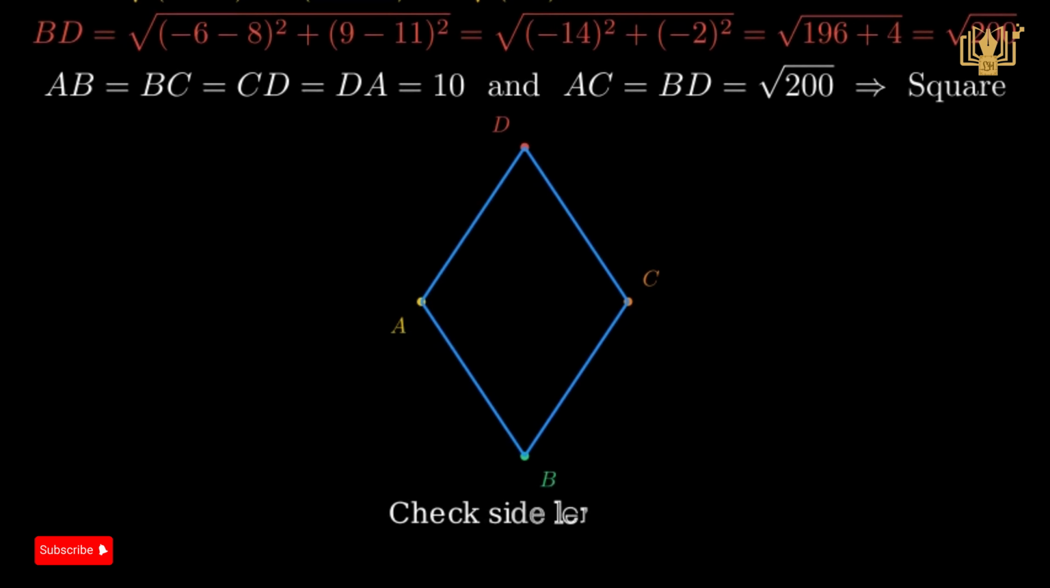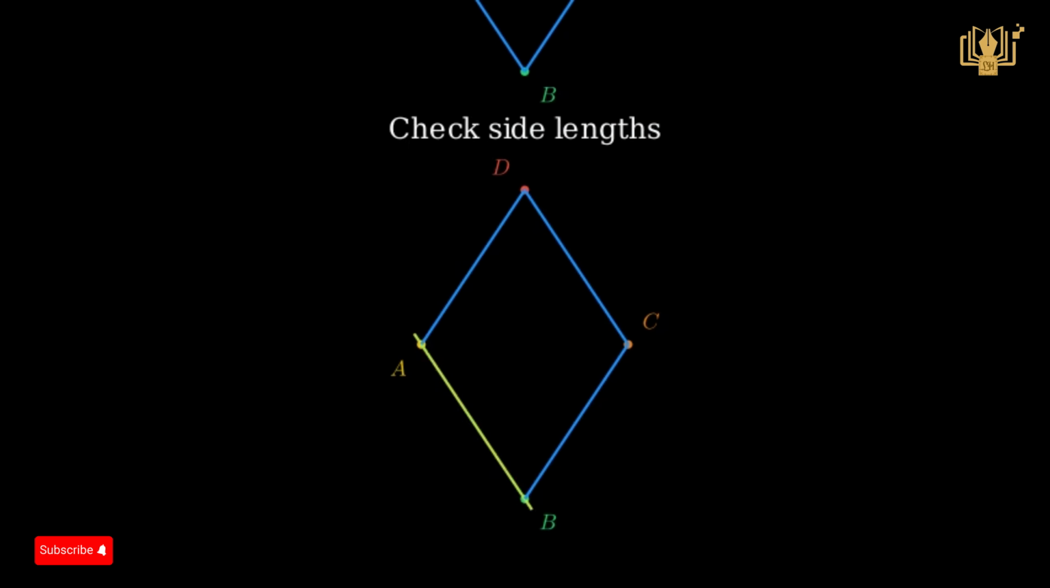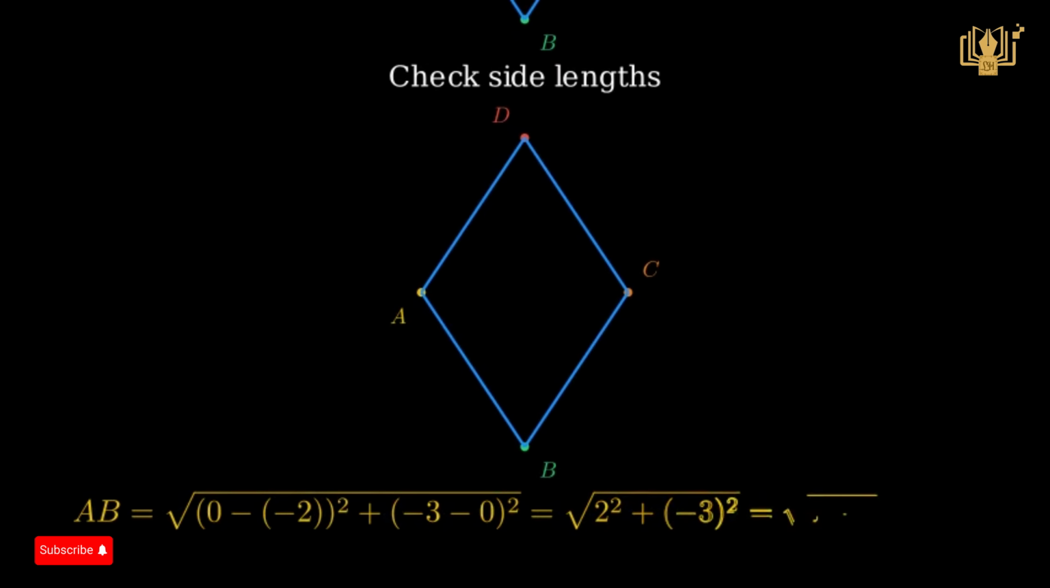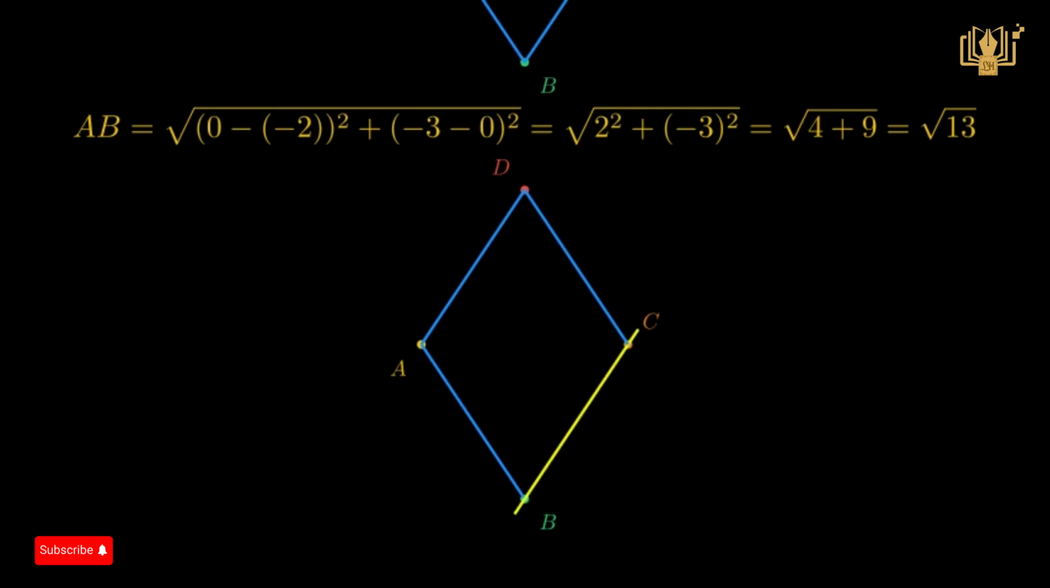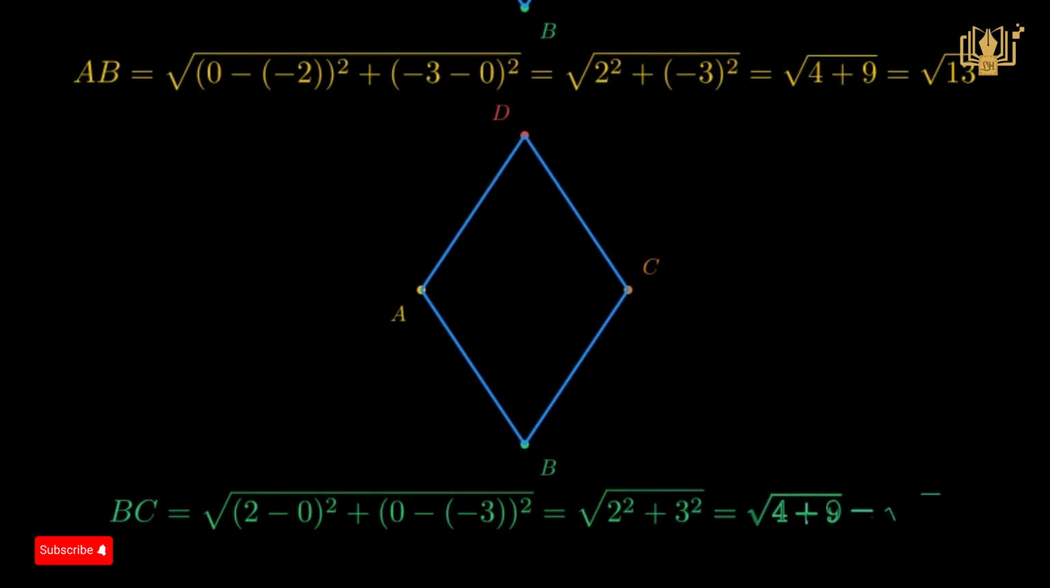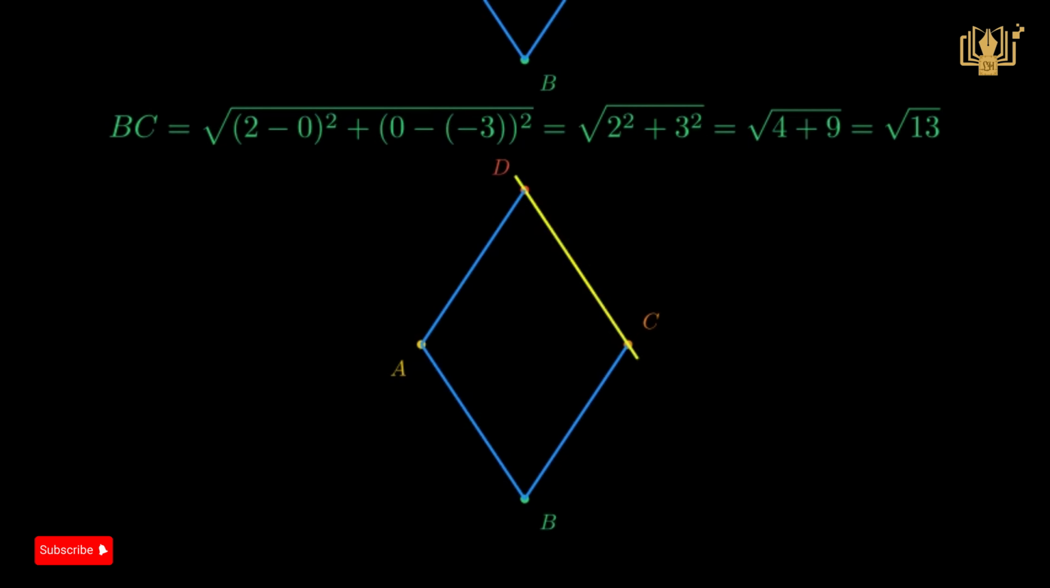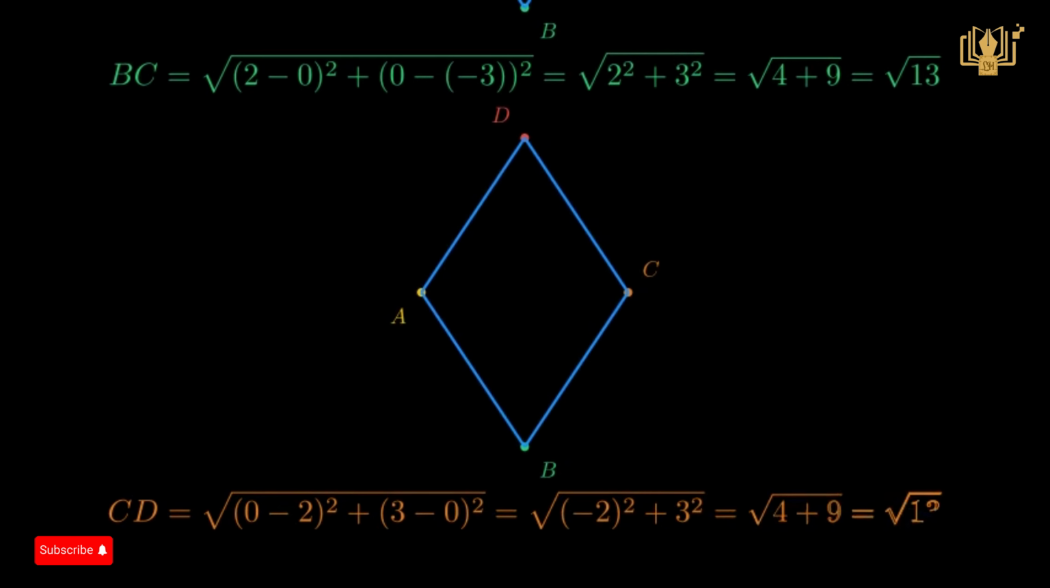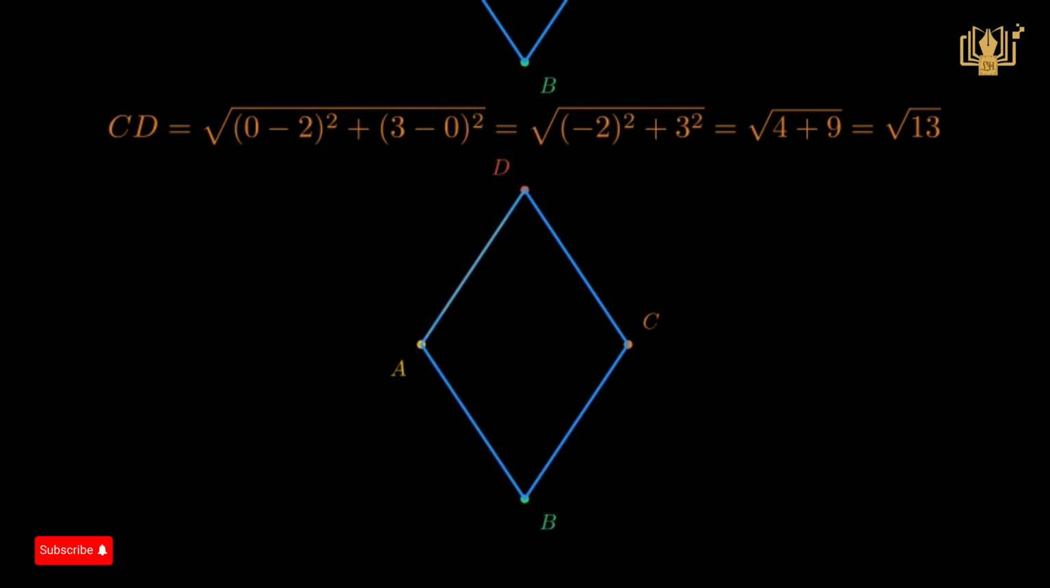Compute all four sides. Compute AB, compute BC, compute CD, compute DA. Now compute the diagonals AC and BD. All sides are equal, but the diagonals are not equal. Therefore, the figure is a rhombus, not a square.